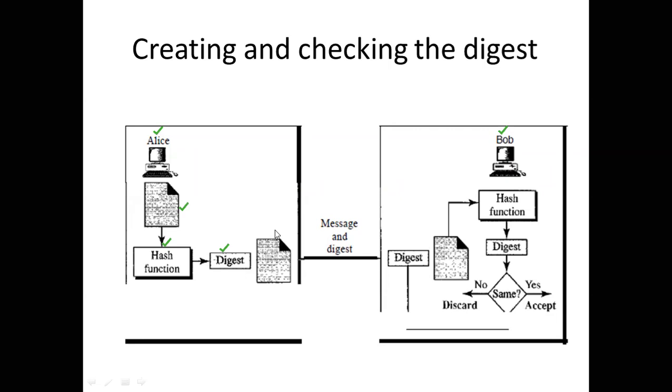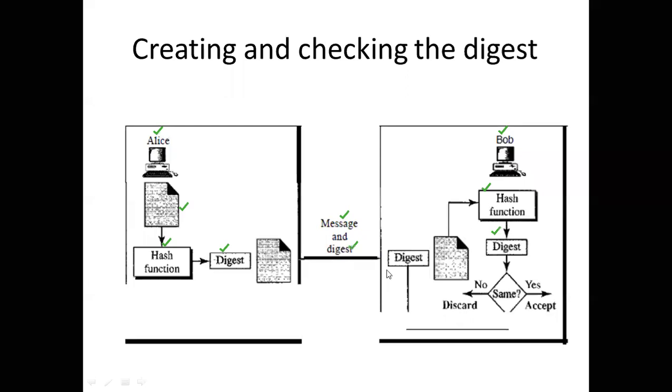MDC stands for modification detection code. So you have already generated the digest. Now the original message as well as the digest is sent to the receiver. Now what will the receiver do? He'll take the given message, apply the same hash function, and generate the digest. Now look at this: one digest the sender has sent, one digest the receiver has generated.